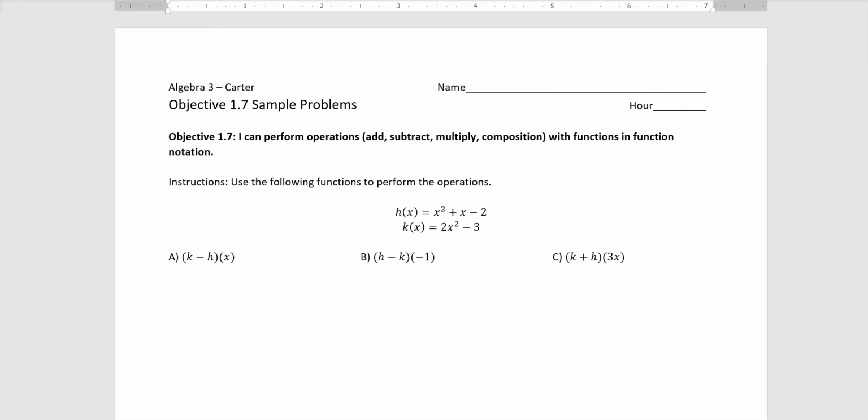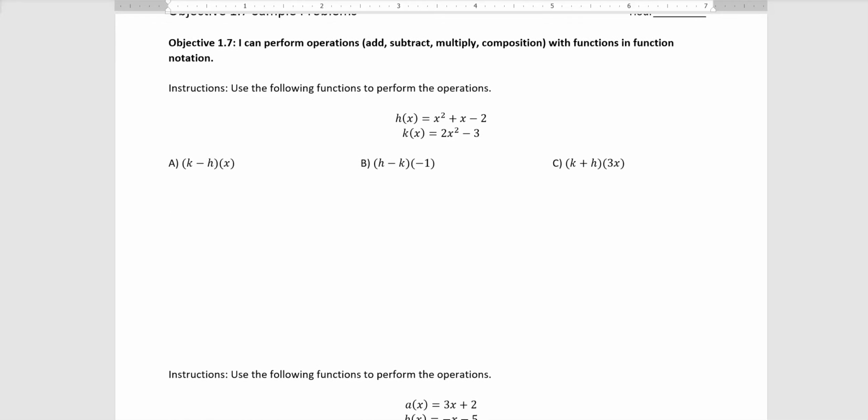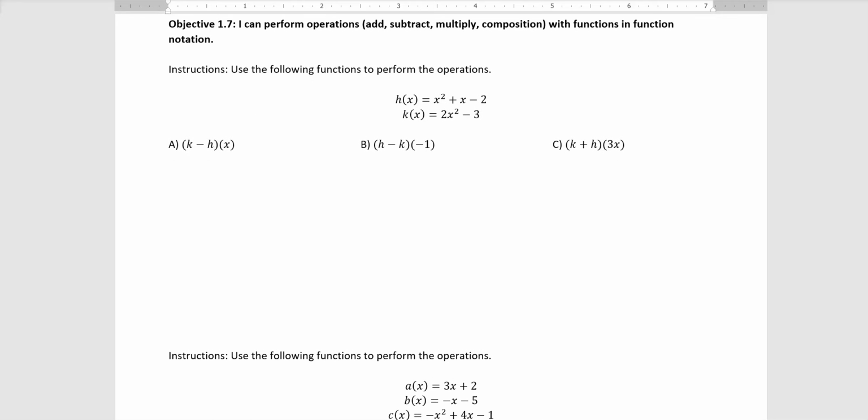So, our Objective 1.7 says I can perform operations, add, subtract, multiply, composition with functions and function notation. So today we're just going to practice that, make sure we're feeling really solid with this idea by the time we're done. So let's start with some addition and subtraction. They give us a couple functions here, h of x and k of x. First, they're asking us to find k minus h of x.